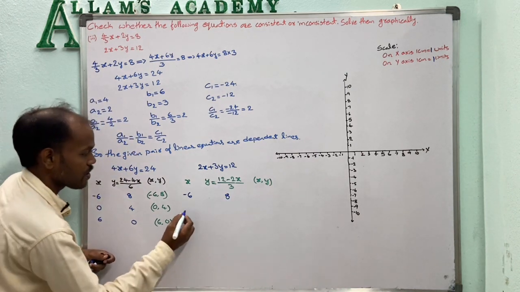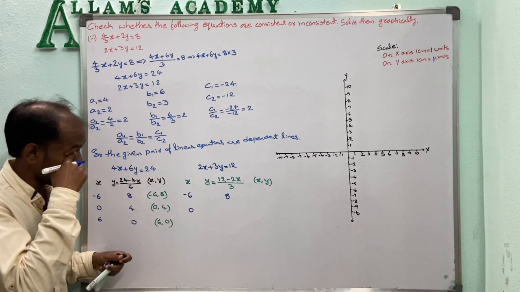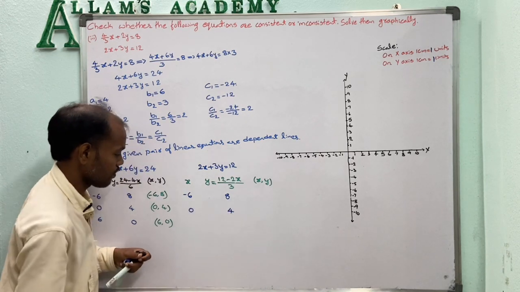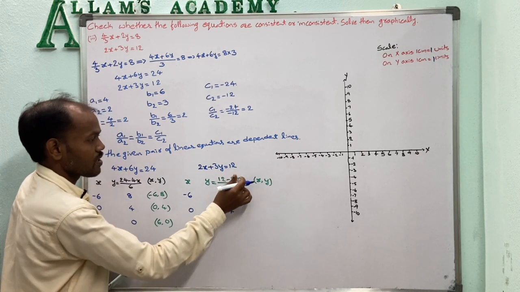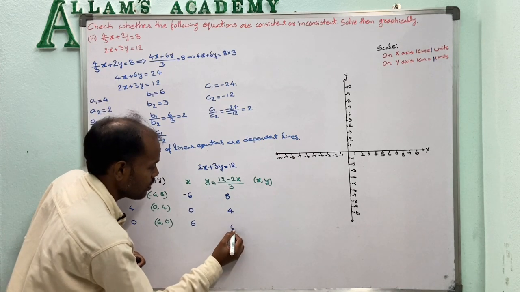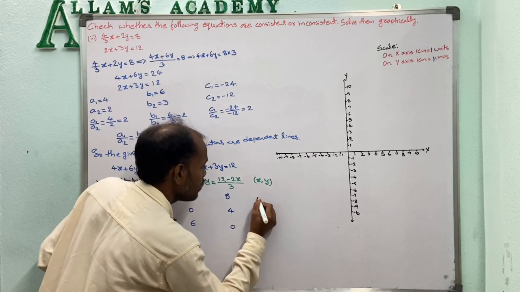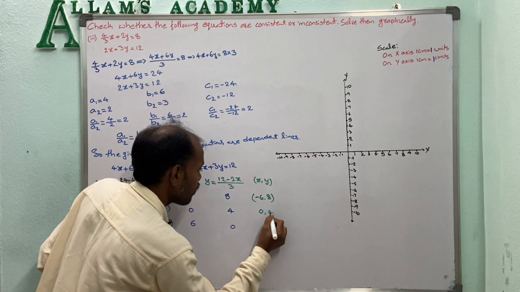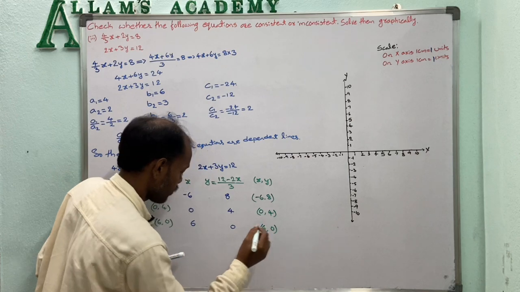Next, if we substitute 0, 2 into 0 is 0, 12 minus 0 equals 12, 12 by 3 equals 4. Next, if we substitute 6, 2 sixes are 12, 12 minus 12 equals 0, 0 by 3 equals 0. So the points are (minus 6, 8), (0, 4) and (6, 0).